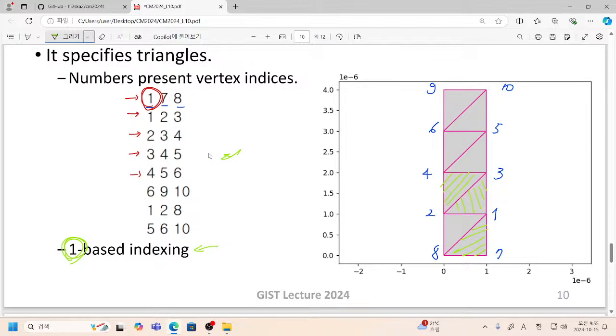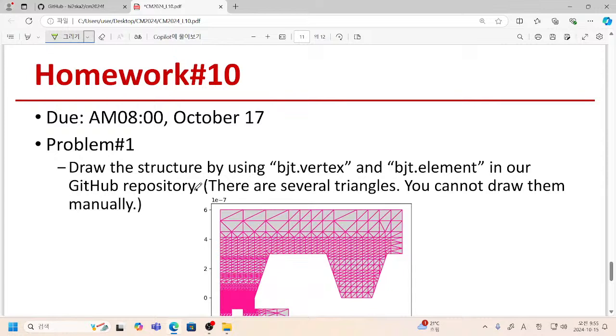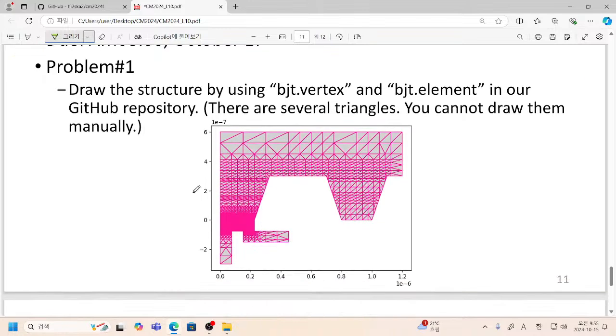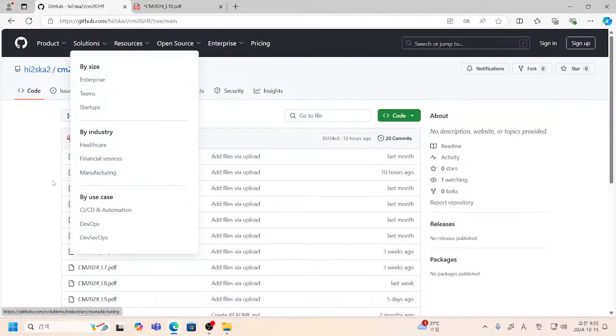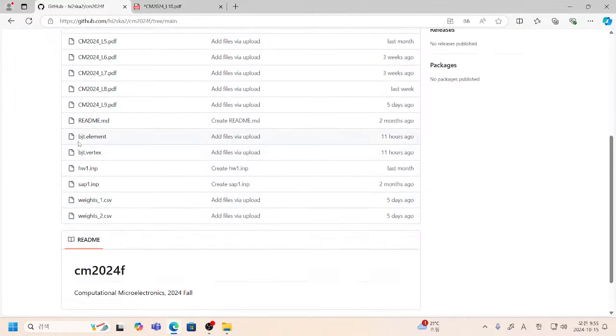So now this is the end of our lecture today, and finally you have homework number 10. You have just 2 days to perform this homework. So please visit our GitHub repository. When you visit this GitHub repository, you can see these 2 files. Can you see it?